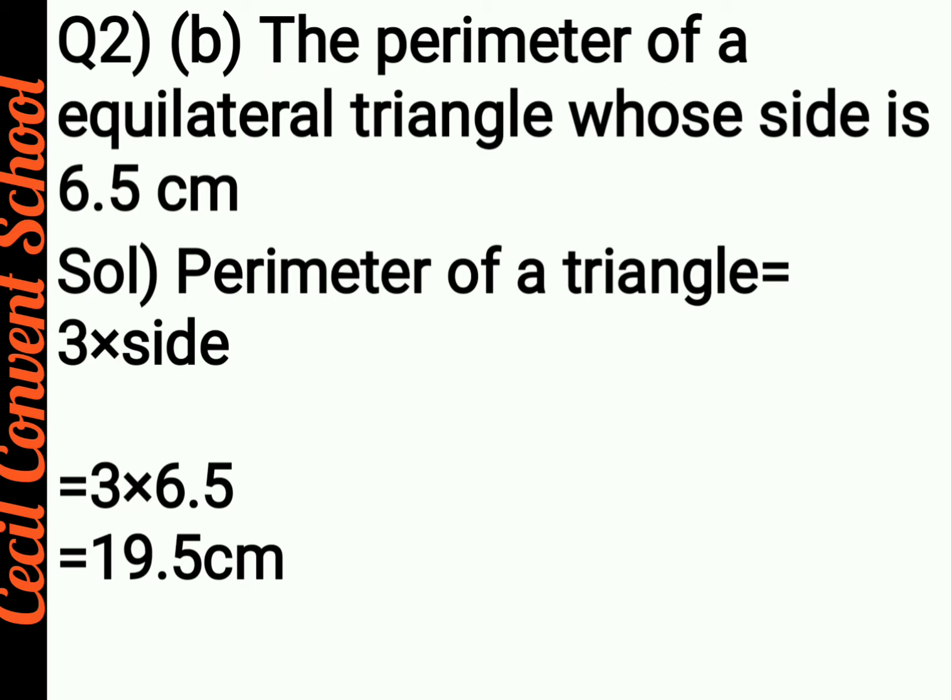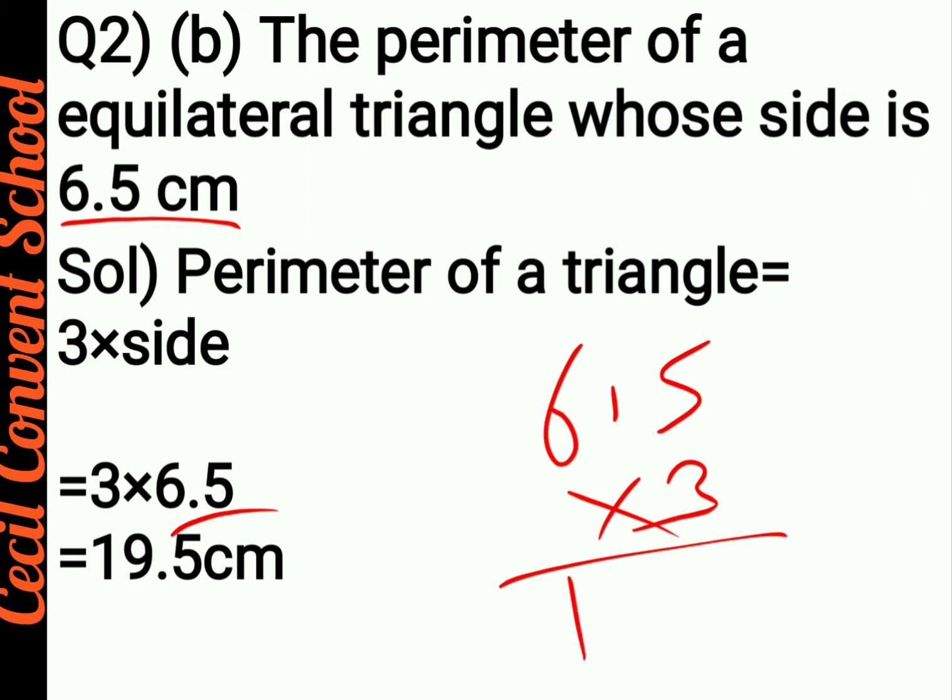What is side given here? Here side is 6.5. So you put the value of 6.5 here. Then multiply 6.5 with 3. When you multiply them, the answer will be 19.5. Clear? And the unit is its length only.